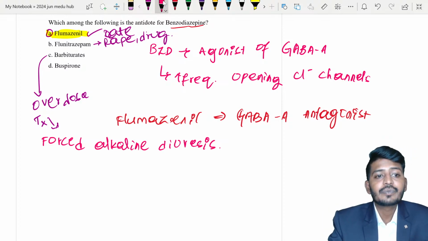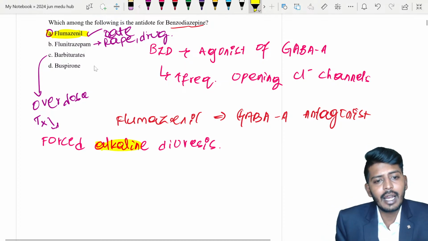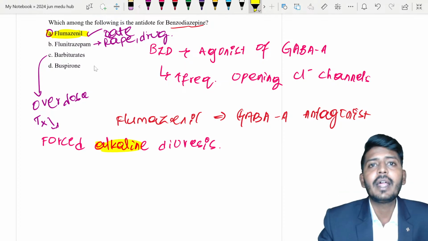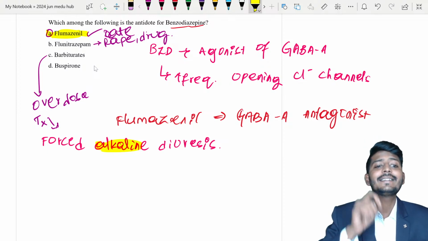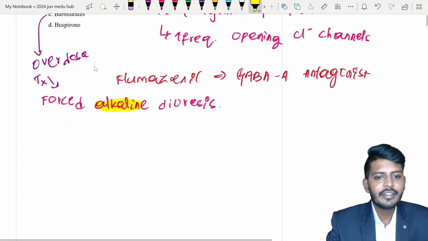What is this important aspect? Forced alkaline diuresis. In forced alkaline diuresis, we are trying to stop the reabsorption of barbiturates from the proximal convoluted tubule. Okay, sir? Let's move ahead.